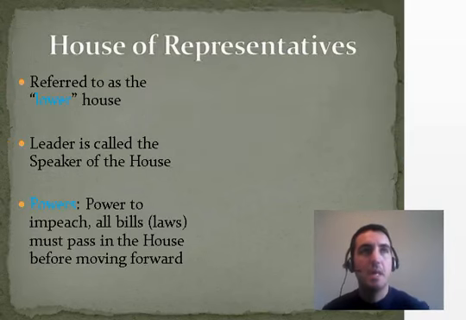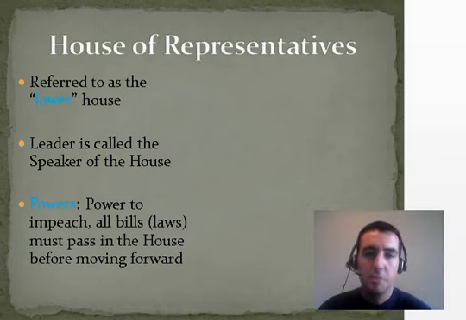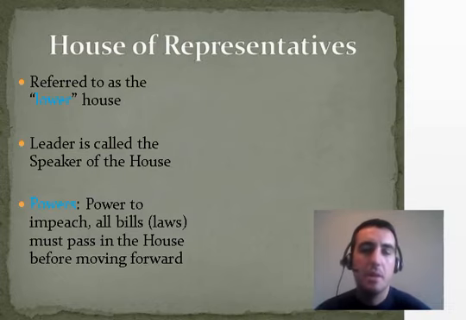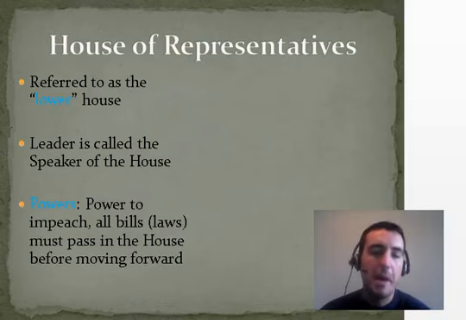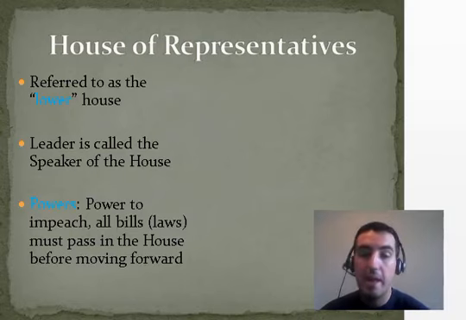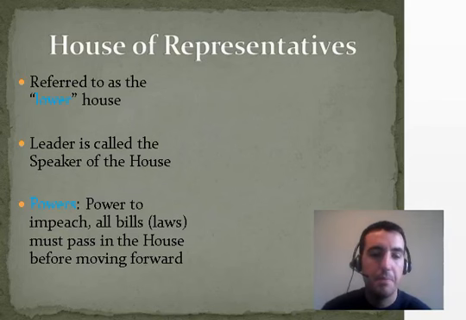The House of Representatives is similar to the Senate, except there's more people in it, and states aren't represented equally in this house. They're represented based on population. They call it the lower house. They call it the House of the People. The leader is called the Speaker of the House. He's the person that's in charge of the House. And the powers are very similar to the Senate. They can impeach. All laws have to go through the House first, though, because that's the one that's supposed to represent the people as a whole. That's how they set it up in the Constitution.